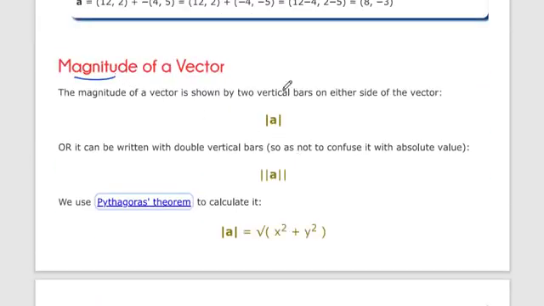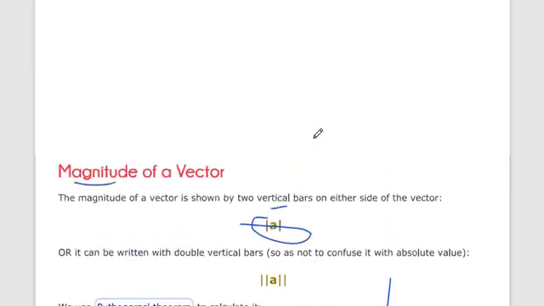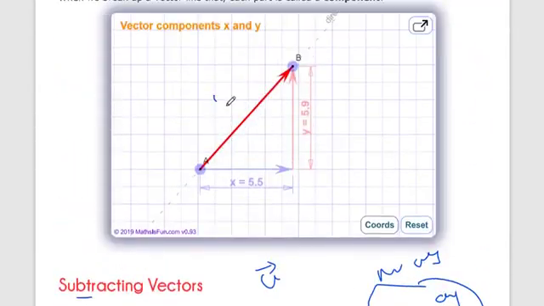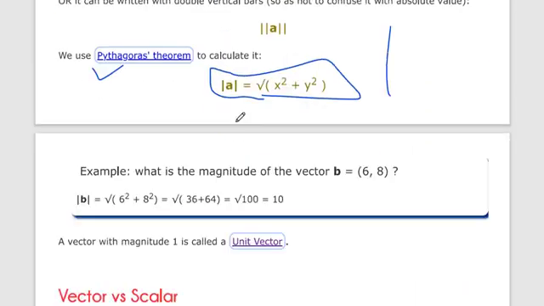Now the magnitude of a vector. The magnitude of a vector is shown by two vertical bars, mod a. As per the Pythagoras theorem we can conclude like this. This is the a vector. If we want to calculate the magnitude, how do we calculate? Here it is ax, here it is ay, so we add their square values and after that take the square root of this sum to get the magnitude. It's the simple Pythagoras theorem in a triangle.